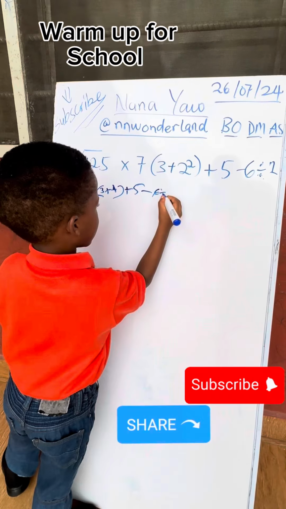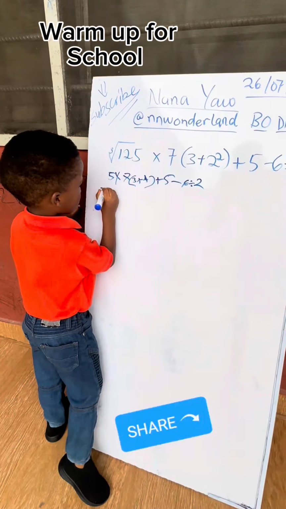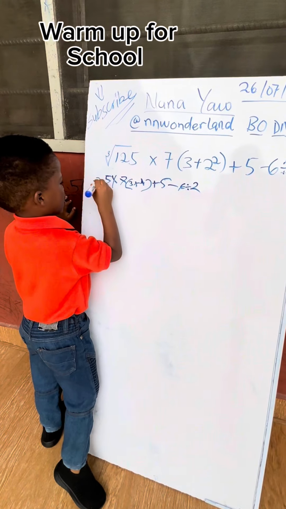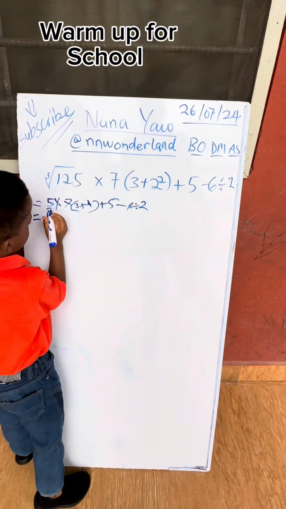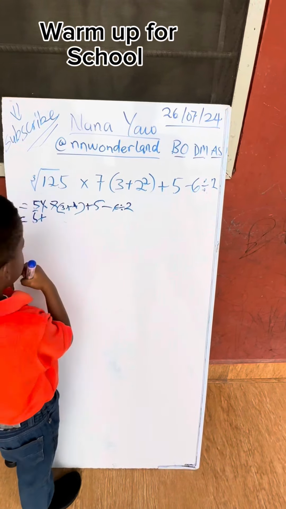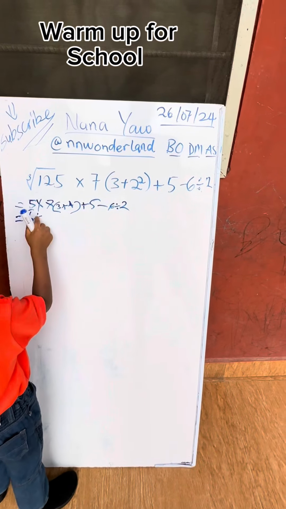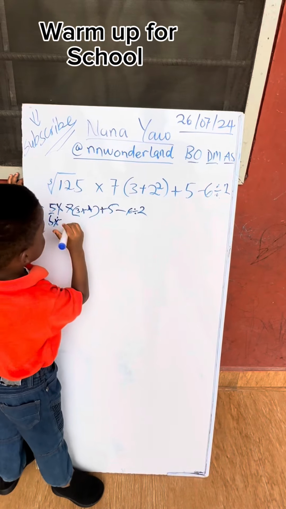Divided by equals to 12 times 5 times 7.